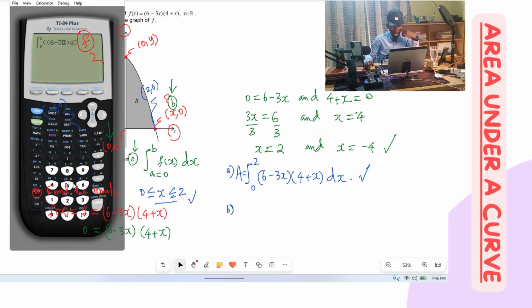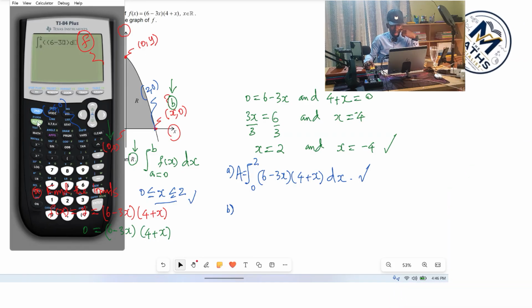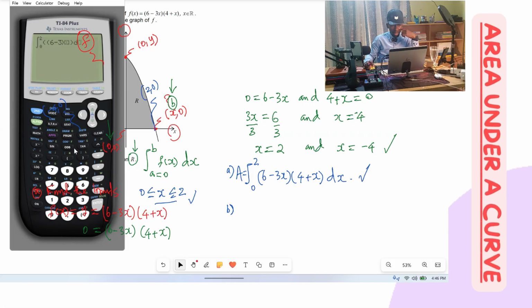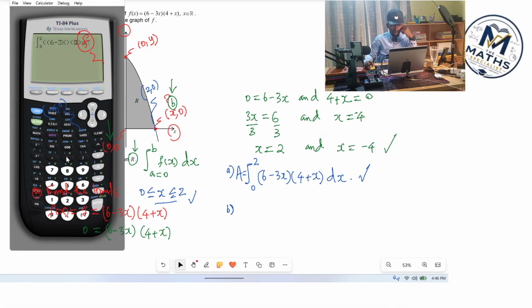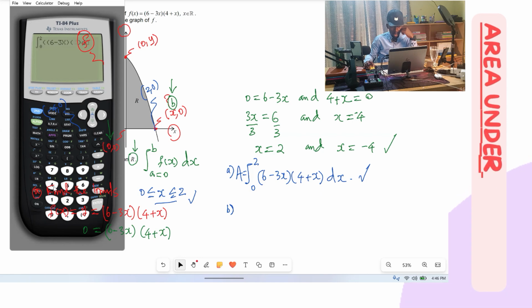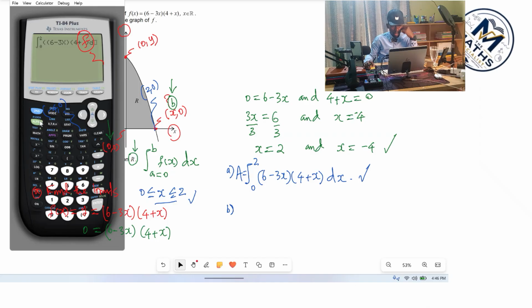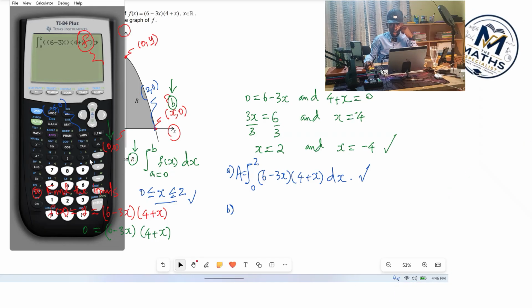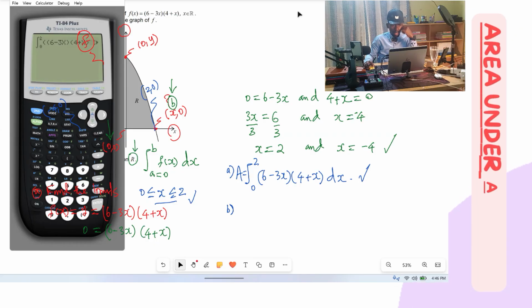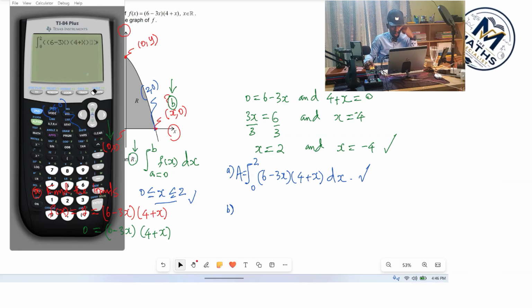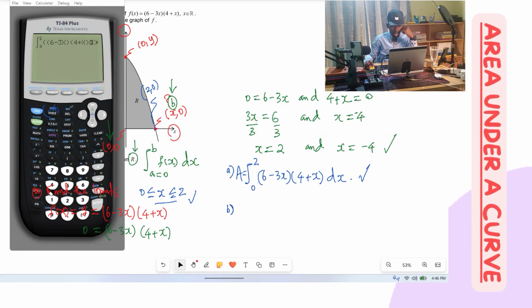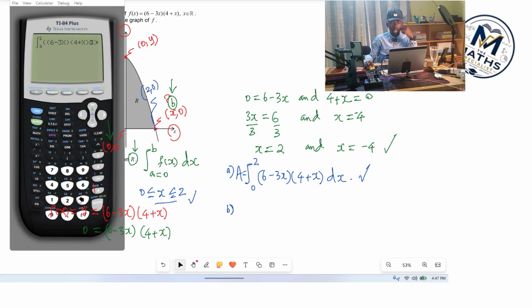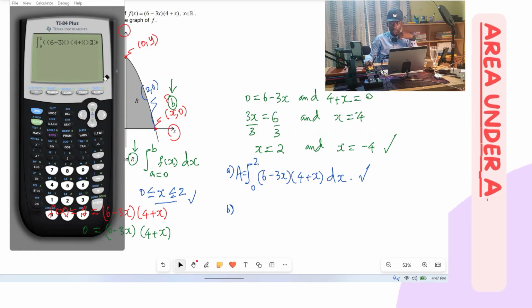So where do I get x? It is alpha, then x. Then I close the bracket, then again I open a bracket. It is 4, then I do plus x, so alpha, then x. Then I close the bracket. Let me delete this one so that we can see the calculator smoothly.